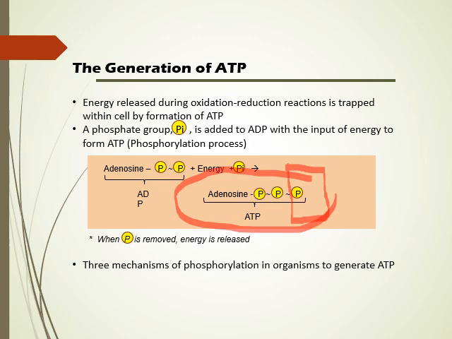An addition of phosphate to a chemical compound is called phosphorylation. For example, if you have glucose become glucose 6-phosphate, the process is called phosphorylation. Okay, so organisms use three mechanisms of phosphorylation to generate ATP from ADP.